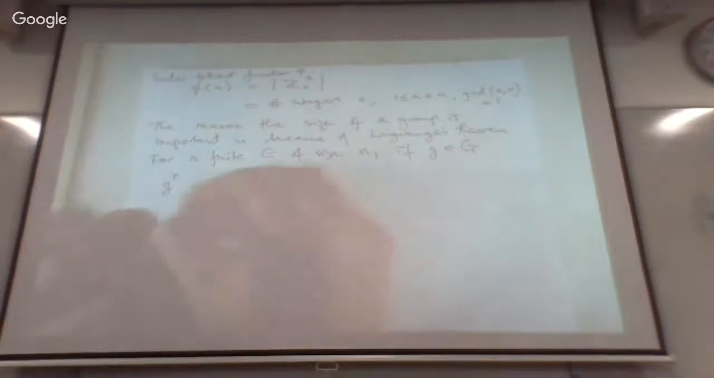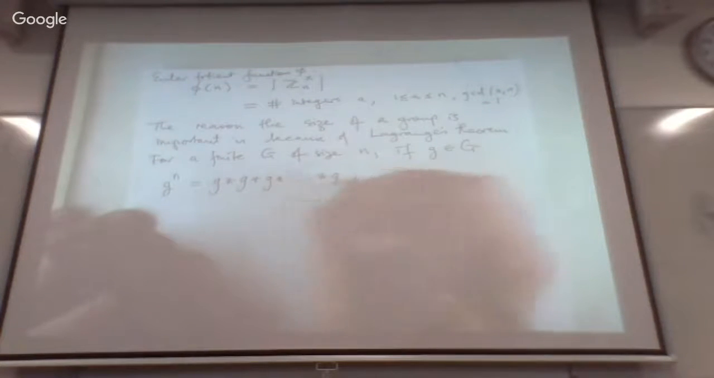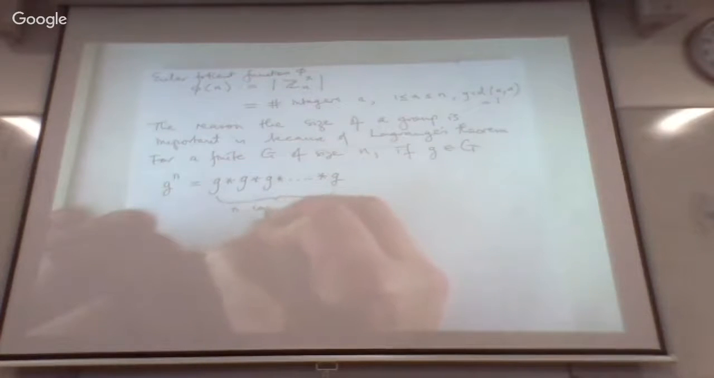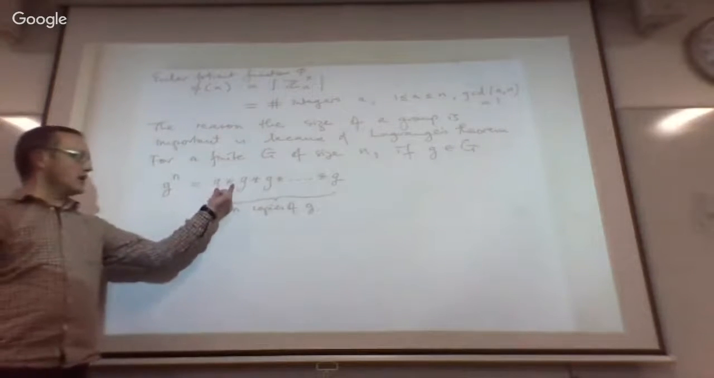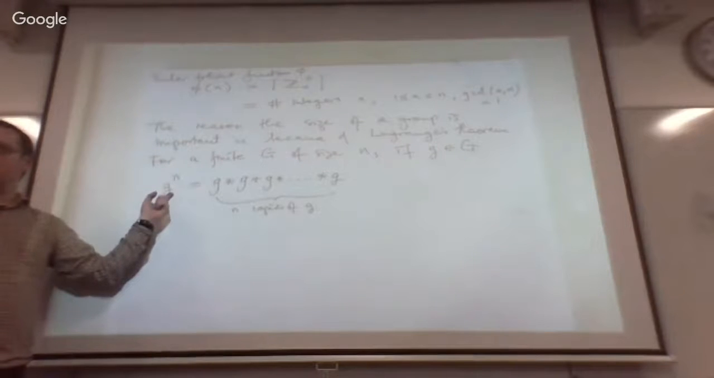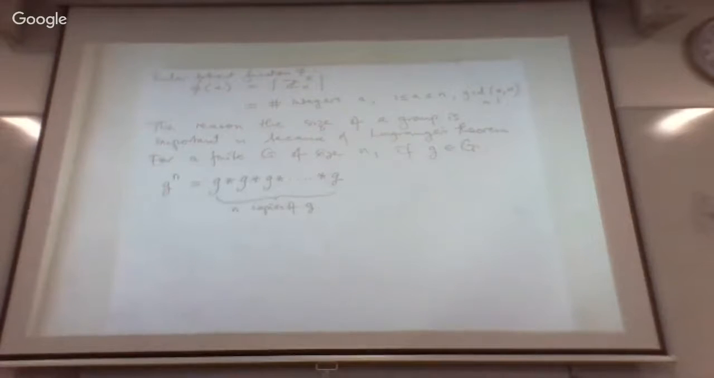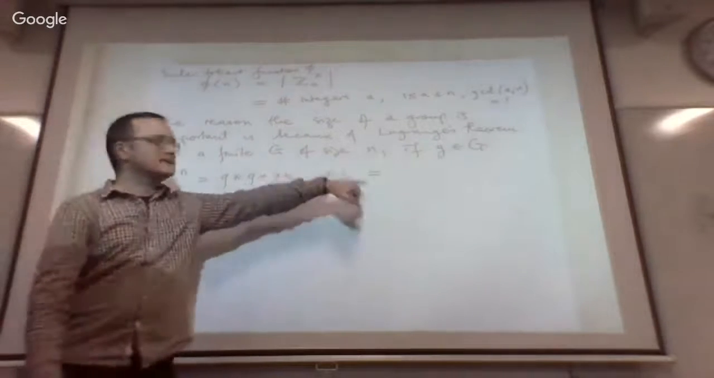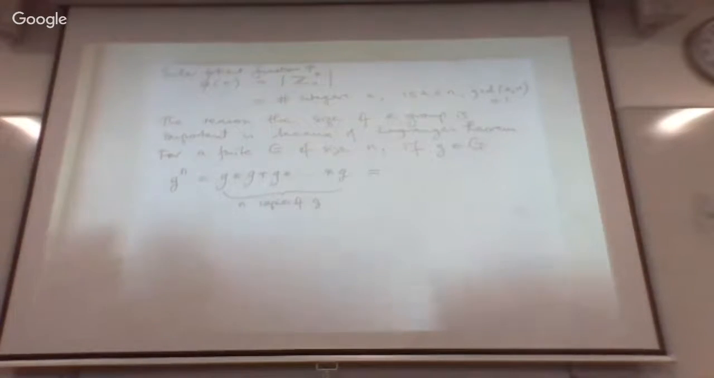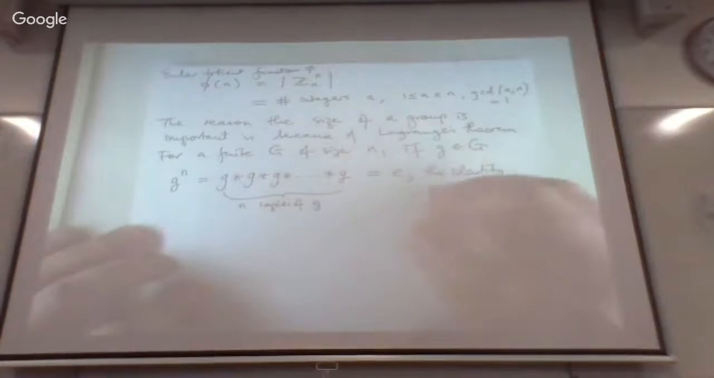When you raise that element to the power n, now, what does that mean? That means you multiply the element g with itself n times. There are n copies of g here, all multiplied together. So if you have a binary operation, you can define positive integer powers of it. g to the n just means g multiplied by itself n times. What we get from Lagrange's theorem, as I said, it's not exactly Lagrange's theorem, but it's one aspect of it, is that this is equal to e, the identity element in the group.